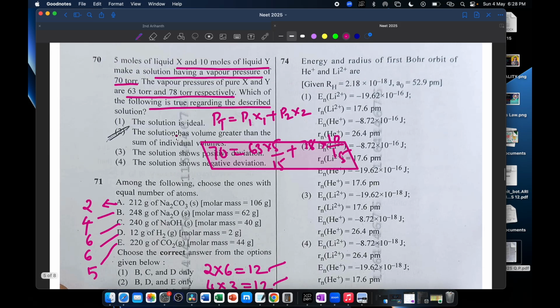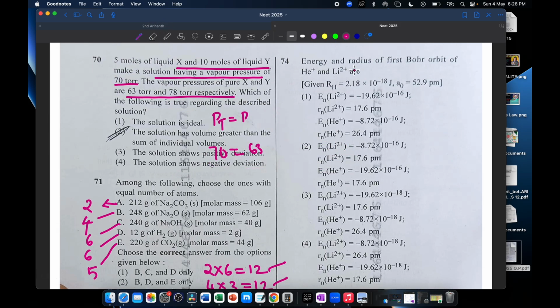So next one, 74. Energy and radius of the first Bohr orbit of helium and lithium are respectively... Energy and radius of the first Bohr orbit of helium and neon. Okay, first we'll calculate for helium. So radius equals 529 into n squared by Z.